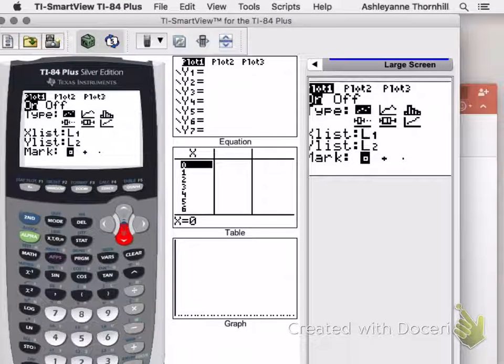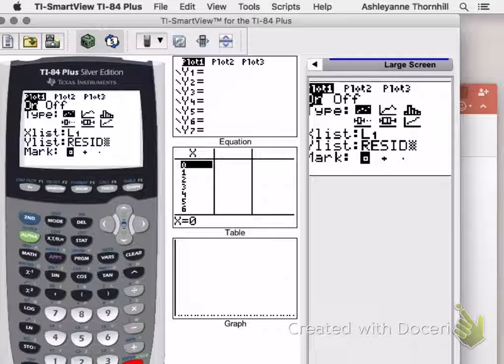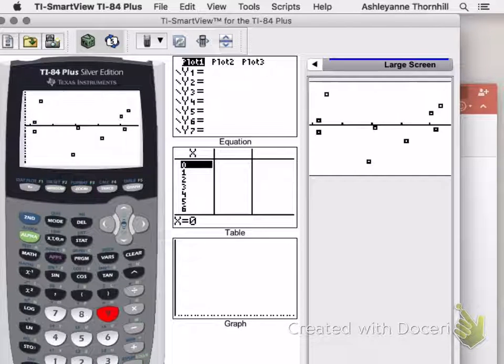we have to change this every time. If you go to second stat, it is option number 7, which is resid. Mine is different, so go to 8. It might be 8. Some versions are different, but make sure that you choose the one that says resid. So your X list should be L1, your Y list should be resid. Then you are going to hit zoom 9.